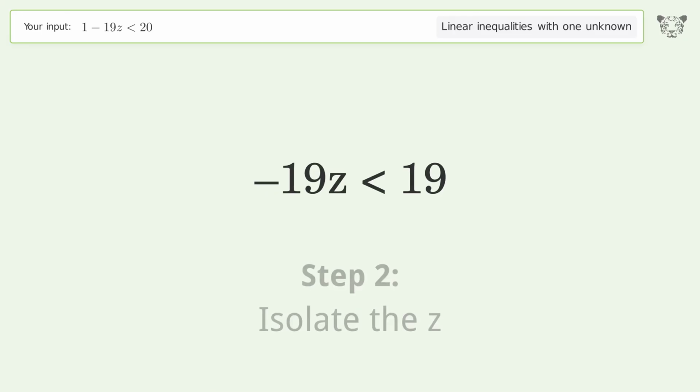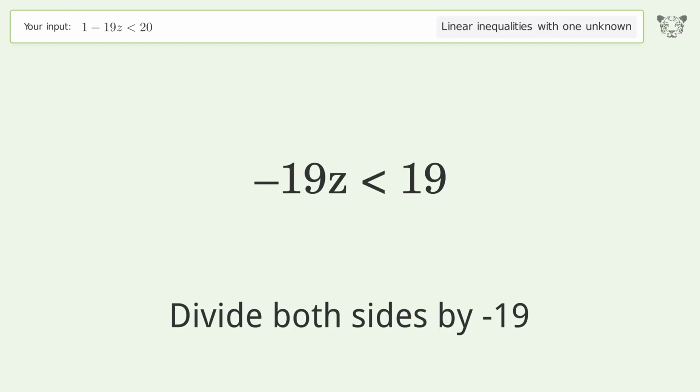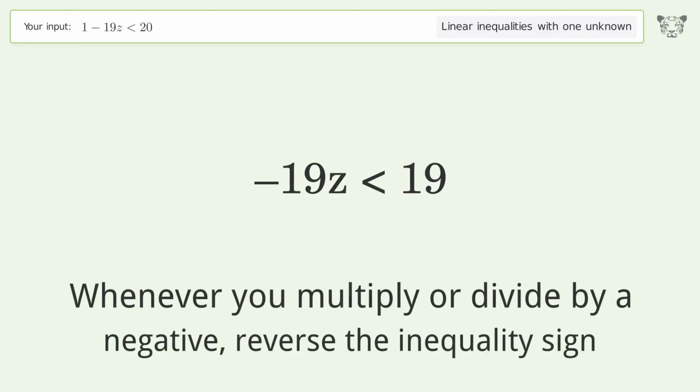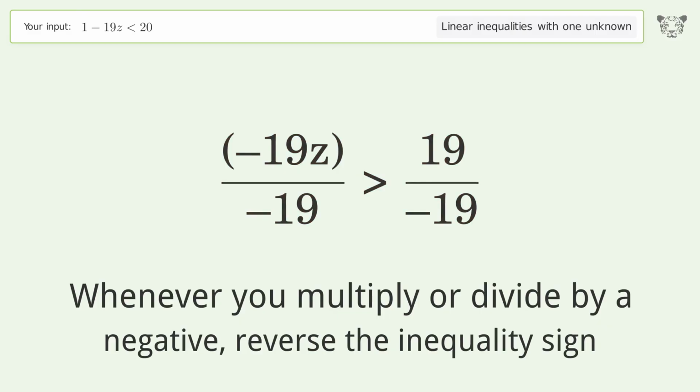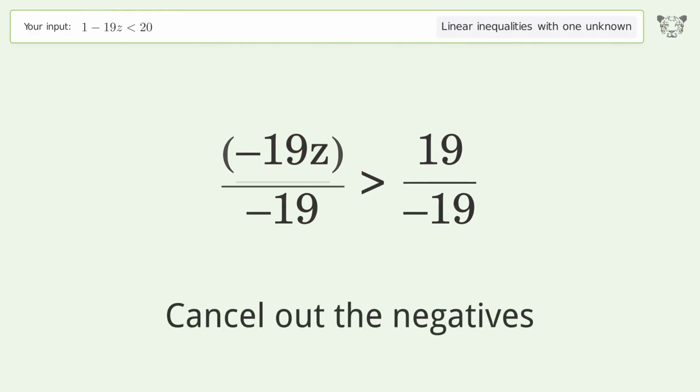Isolate the z. Divide both sides by -19. Whenever you multiply or divide by a negative, reverse the inequality sign. Cancel out the negatives.